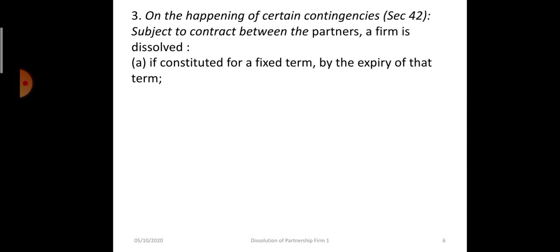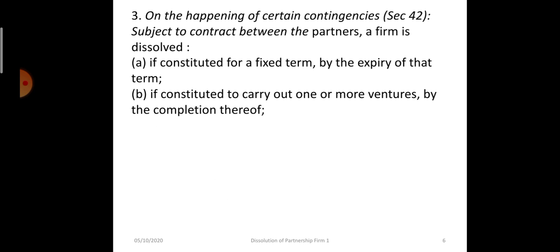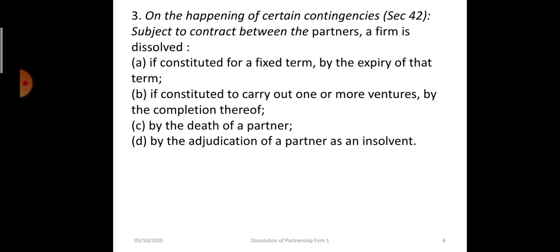On the happening of certain contingencies, the firm may be dissolved, like the firm was constituted for a fixed time period, or if it was constituted to carry on one particular venture, or due to the death of a partner, or one of the partners is declared insolvent.